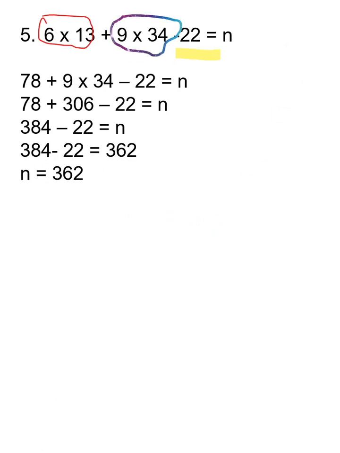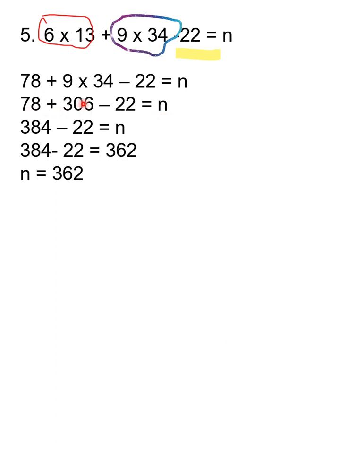All right, let's look at 5. 6 times 13 plus 9 times 34 minus 22 equals n. 6 times 13 is 78, plus 9 times 34 minus 22 equals n. 9 times 24 is 306. Or I'm sorry, 9 times 34 is 306. 78 plus 306 minus 22 equals n.